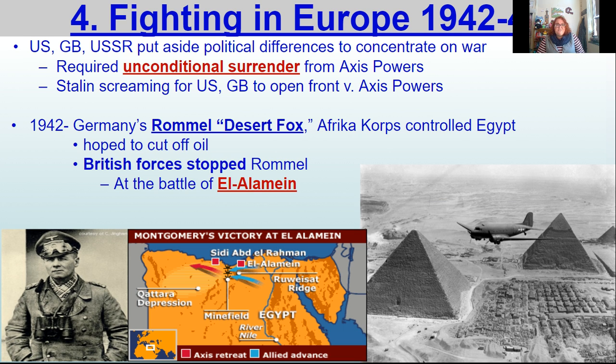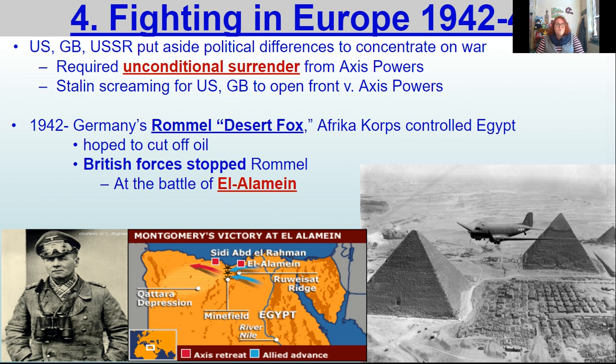So the fighting continues in Europe. We know that it doesn't end until 1945. US, Great Britain, and the USSR put aside their political differences because they now have a common enemy. They required unconditional surrender of the Axis powers, all of them. Stalin was actually screaming at the US and Britain to open up two fronts, have the Eastern Front and have the Western Front, because Stalin knew that Hitler could not fight a war on two sides. And so that's what happens.